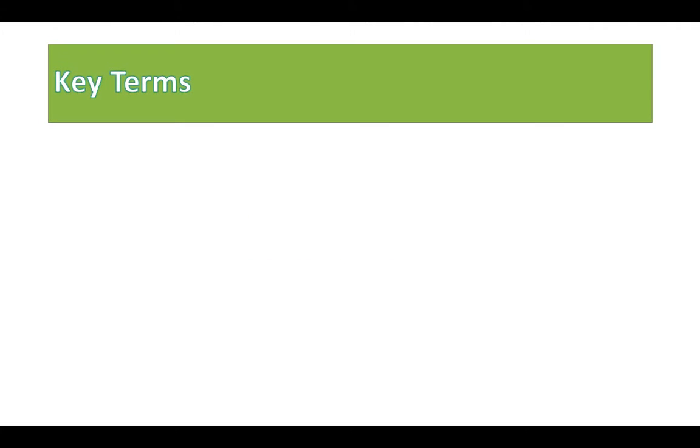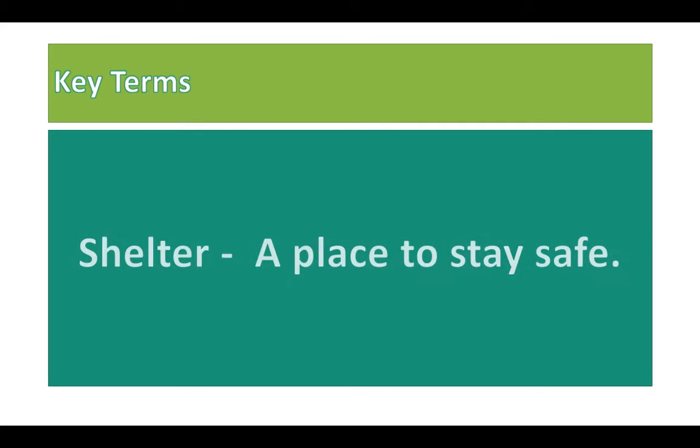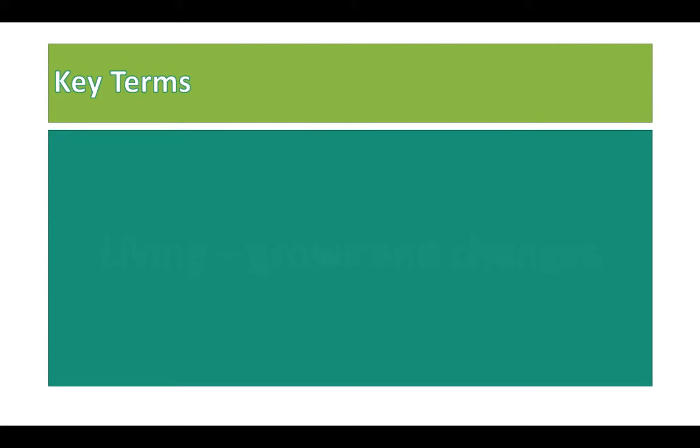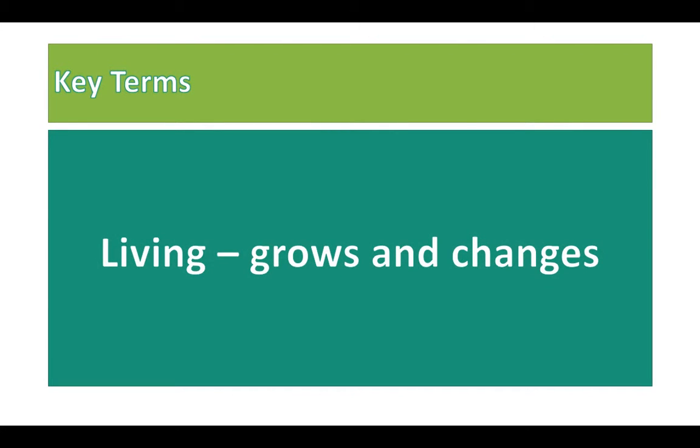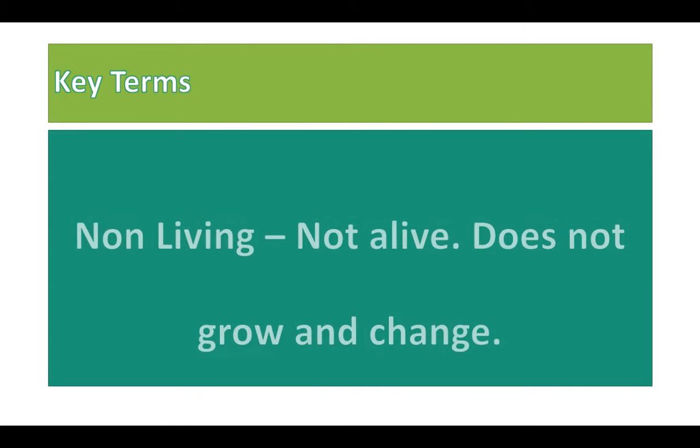You need to know a few key terms before we start our lesson. These key terms are going to be shelter, which is a place to stay safe. Next will be living, which is anything that grows and changes. If you're a living thing, that means that you grow and you change. If you are a non-living thing, that means that you do not grow and change.